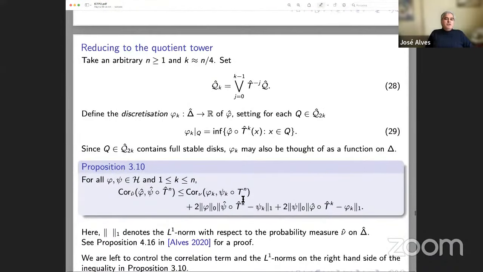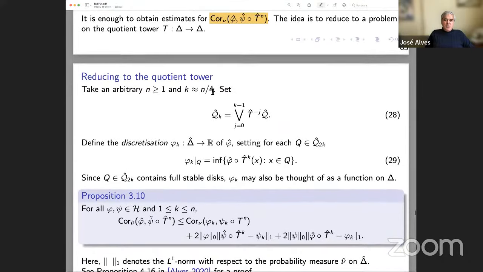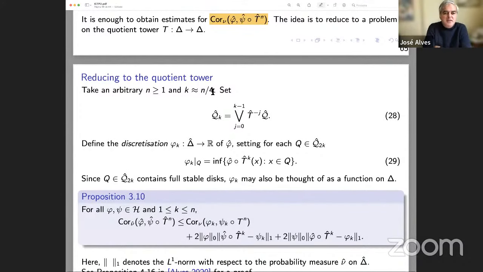So we are going to reduce the problem that we have here. We now want to compute this correlation term, which is highlighted here. And so I'm going to reduce it in a certain way to a problem in the quotient tower. First of all, I'm going to take an arbitrary n. So n is the n that appears there. And I'm going to take k of order n over 4.